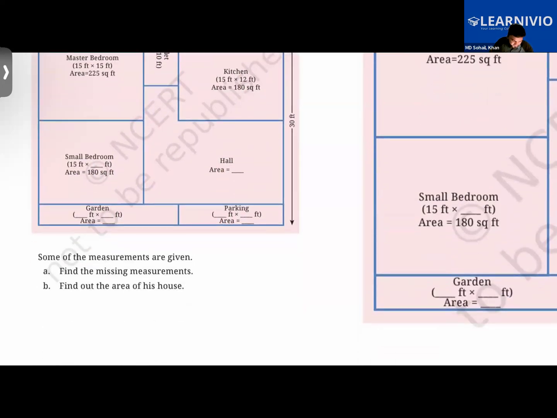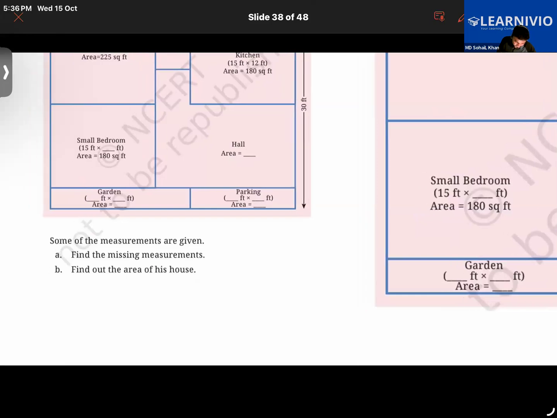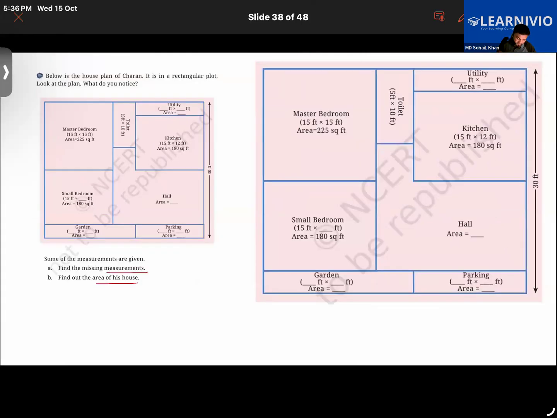So the first question asked is that some of the measurements are given. We need to find the missing measurements here, and we have to find out the area of his house, meaning the total area of this house. I have basically taken a zoomed picture of the same area. That is the same rectangular part. Keep in mind that the shape is a rectangle. This entire shape is a rectangular shape.